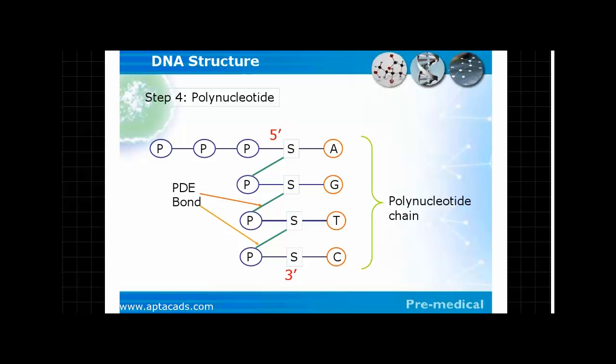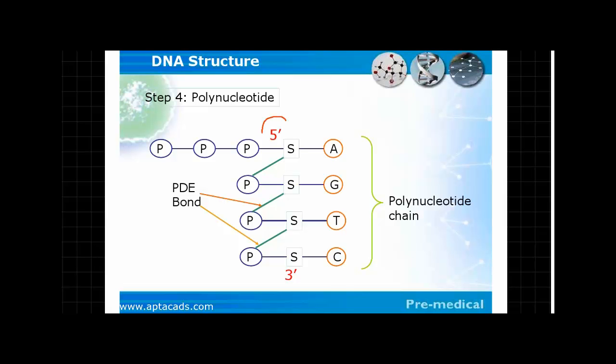Later on, the polynucleotide is going to be formed. For the formation of polynucleotide, what will happen? The mononucleotide will keep on adding to the existing dinucleotide, and this addition is going to occur with the help of phosphodiester bond. In this manner, the chain keeps on growing, and as a result, a polynucleotide chain is going to be formed. The important thing is that the chain has two ends.